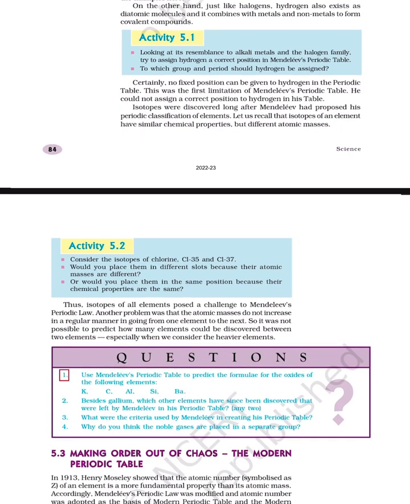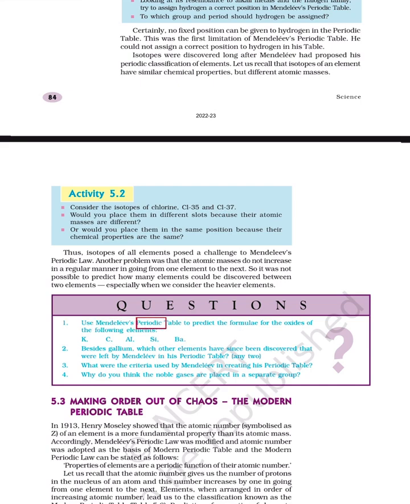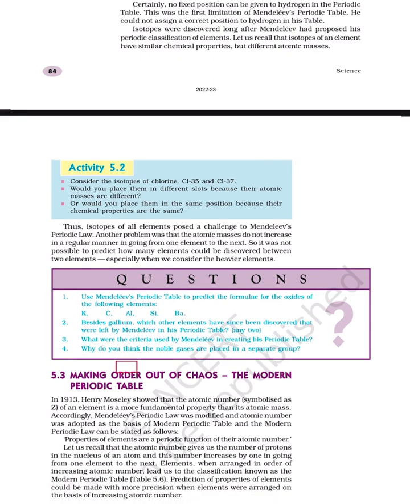Questions. 1. Use Mendeleev's periodic table to predict the formulae for the oxides of the following elements: K, C, Al, Si, Ba. 2. Besides gallium, which other elements have since been discovered that were left by Mendeleev in his periodic table? Any two. 3. What were the criteria used by Mendeleev in creating his periodic table? 4. Why do you think the noble gases are placed in a separate group?